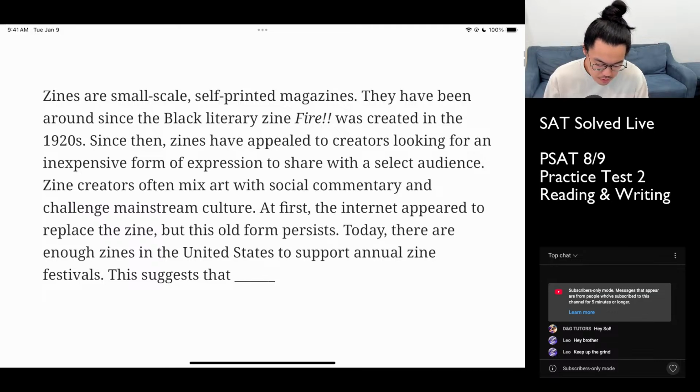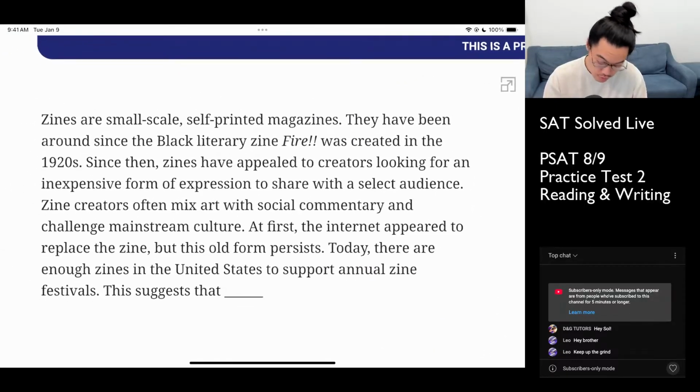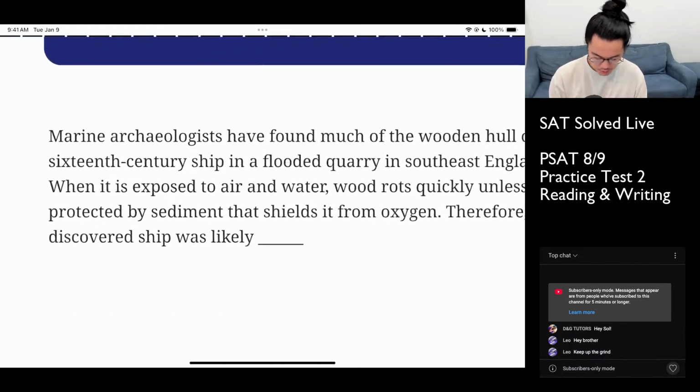Zines are magazines. Zines were created in the 20s. Inexpensive form of expression to share with a select audience with art, social commentary against the mainstream. At first, the internet appeared to replace it, but zines are still around. In fact, there are festivals, so this suggests that the internet did not replace the zines. Okay, that's B. Just double checking A, C, and D. Nope. Moving on.